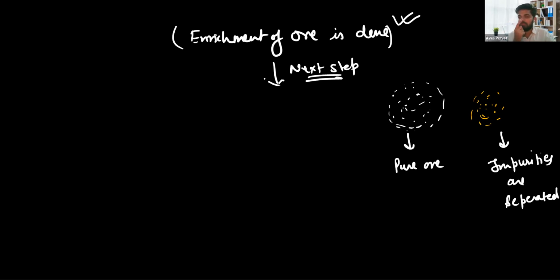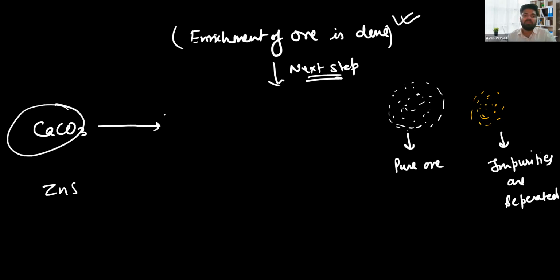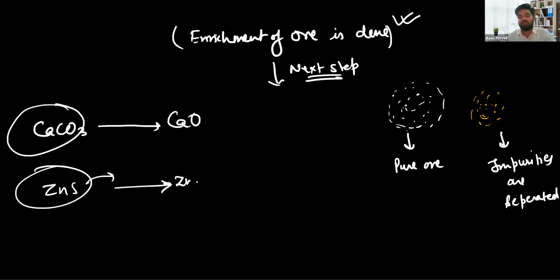Okay, what we are doing here is that, for example, if we have calcium carbonate, okay, and we have zinc sulfide. So what we are going to do is we are just converting this calcium carbonate into calcium oxide and this sulfide ore into their oxide form. Why we are doing this? Why are we converting the carbonate form of metals into its oxide form? Why are we converting this sulfide form of metal like zinc sulfide into zinc oxide?